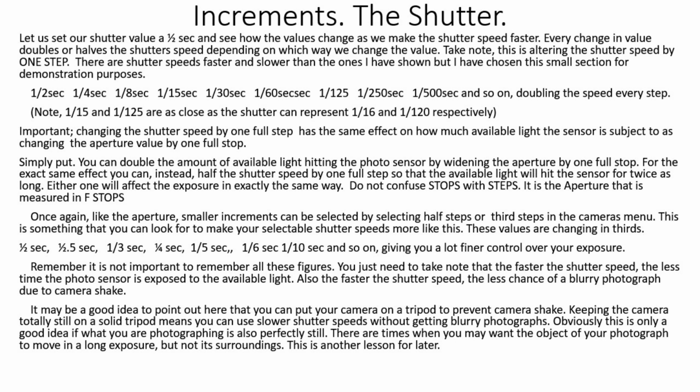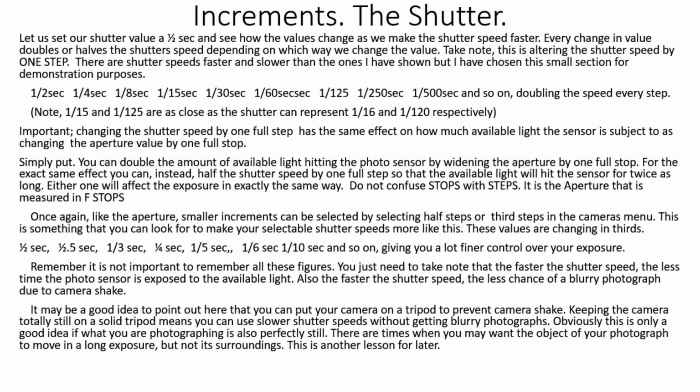Simply put, you can double the amount of available light hitting the photosensor by widening the aperture by one full stop. For the exact same effect you can instead halve the shutter speed by one full step so that the available light will hit the sensor for twice as long. Either one will affect the exposure in exactly the same way.